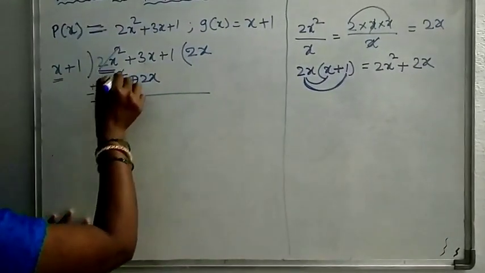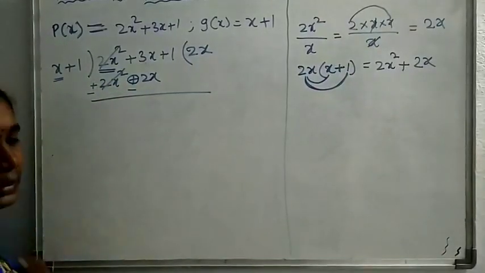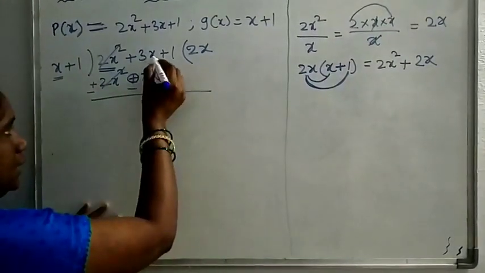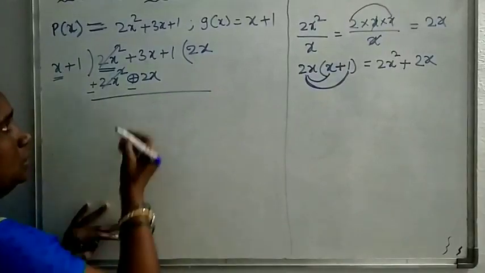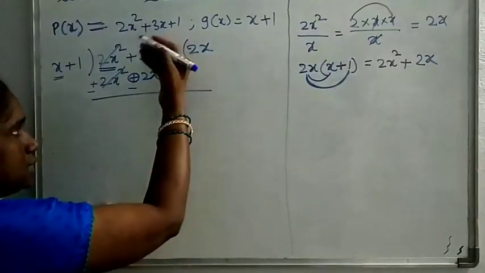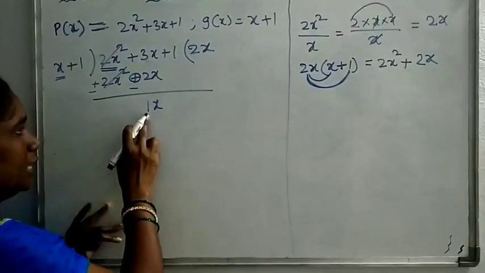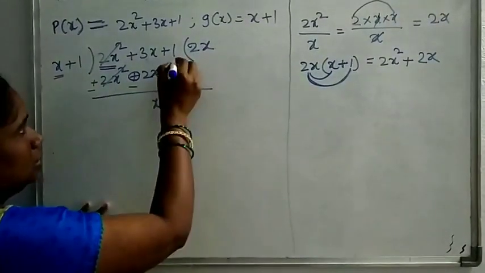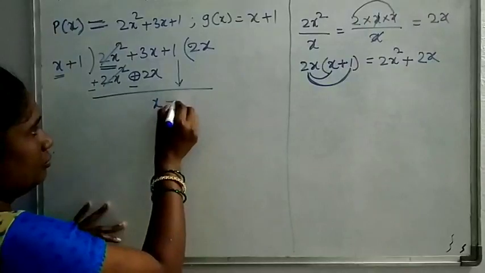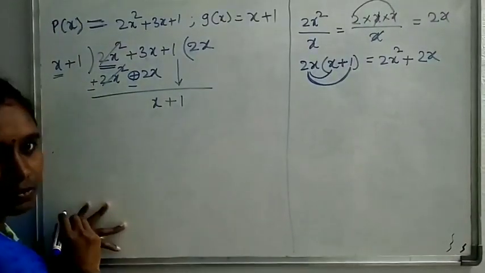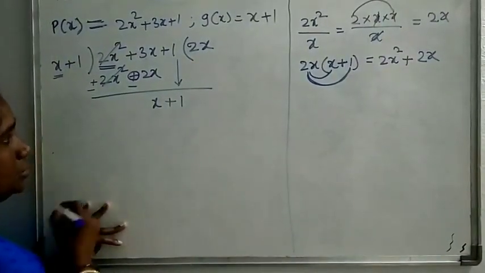Plus 2x square and minus 2x square getting cancelled. Plus 3x minus 2x. 3x minus 2x means it is 1x. No need to write 1. So x and plus 1 will come down. Plus 1. Now what we have to do, children?